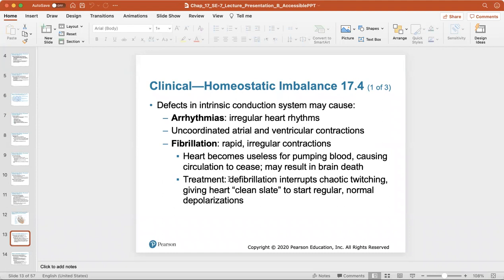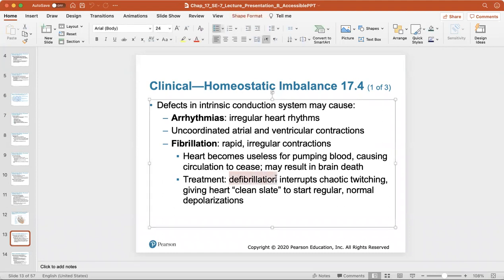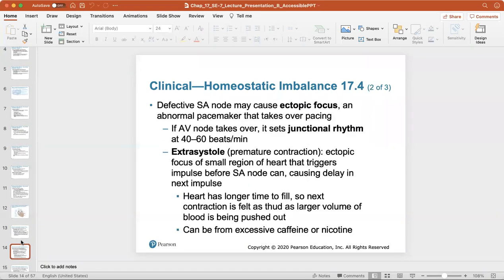Treatment is a defibrillation event, which is where, I'm sure you've seen this, they shock the person with the paddles to try to interrupt the chaotic twitching and give the heart a clean slate to start regular normal depolarizations again.